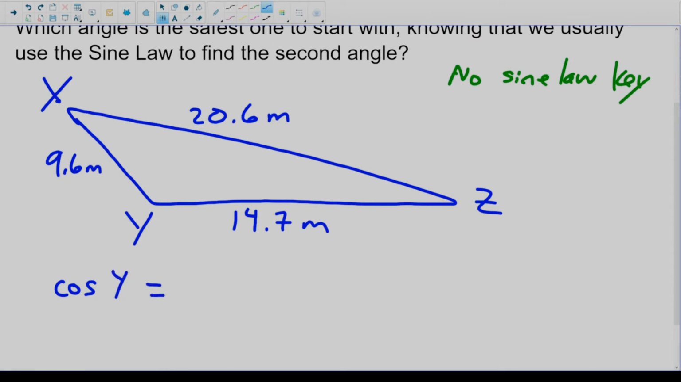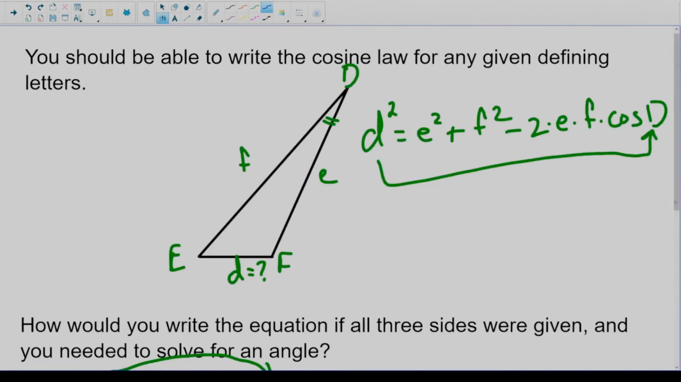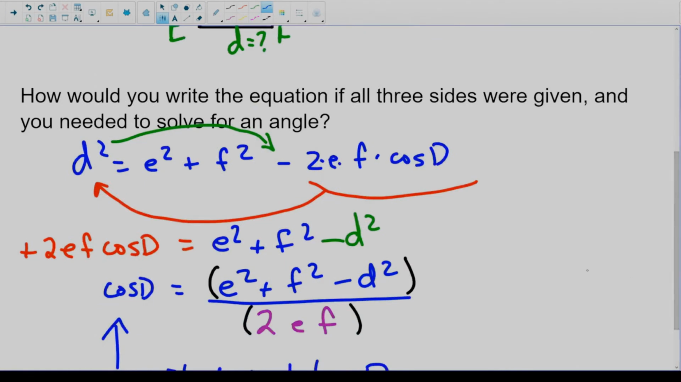Now, what I would like you to do right now is a little bit of a mental exercise. I'd like you to see if you can isolate cosine y in the cosine law equation mentally. Okay? Using what we did on the previous slide. Now I'm going to go back to the previous slide for a second. Okay? Let's look at what's going on here. So here was our equation. We took this term, brought it over to this side, took the d squared, brought it over to that side, and then divided by the 2EF.